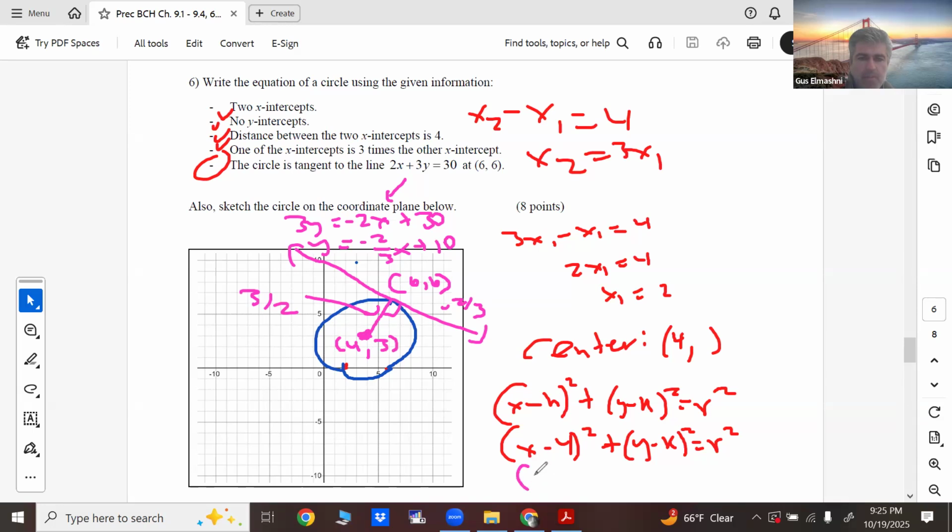And then I can solve for r. Now the coordinates of the center at 6, 6. That's going to be √13. R squared is 13. And we're all set.